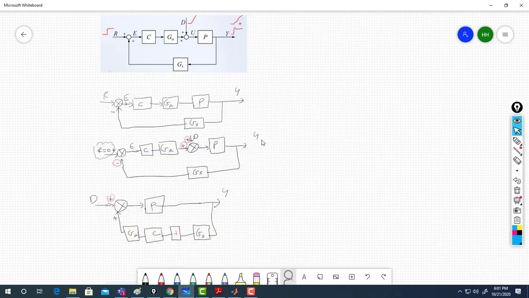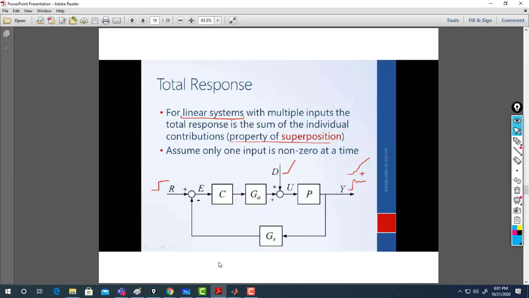Here we go. Last time we ended up here, and we want to find y, the output. So here we have a linear system, because we are dealing with transfer functions. Then any linear system with multiple inputs, what is the total response? Y is the sum of the individual contributions, so assuming only one input is non-zero at a time.